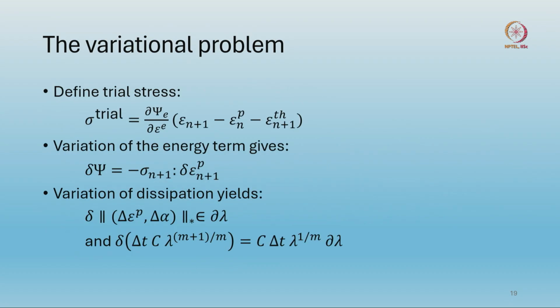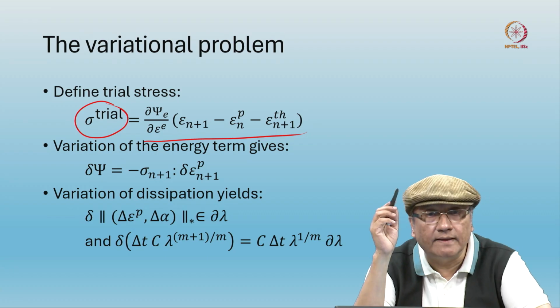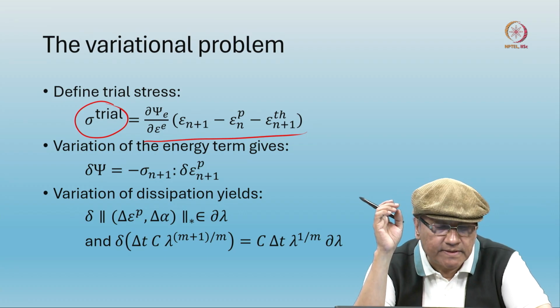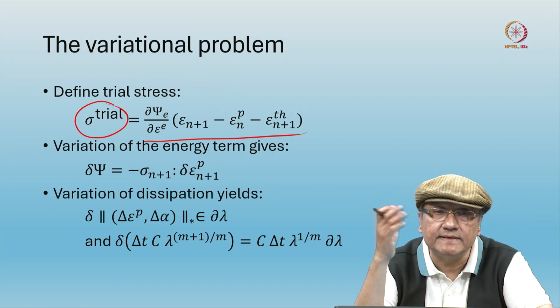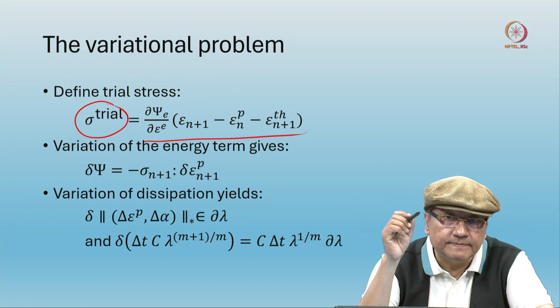Towards this there is a similarity that is going on everywhere. Okay, so as before, if you recall that we have been defining a trial stress first, assuming that everything is elastic, there is no plastic flow at all. So that is purely based on an elastic analysis. So that sigma trial is the elastic stress given by the derivative of the elastic part of psi with respect to the elastic part of the strain, right.